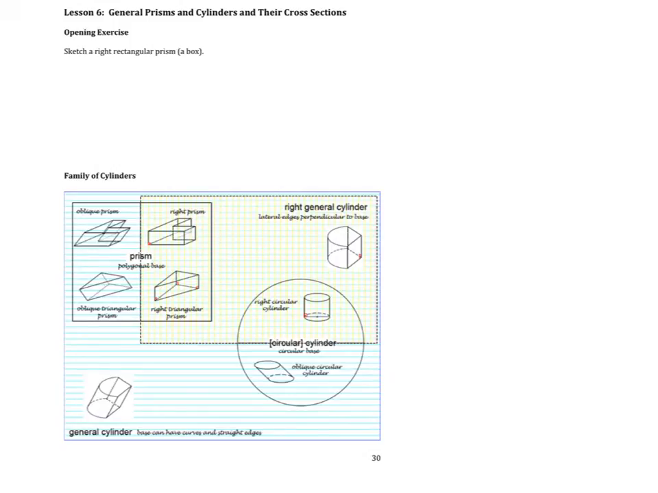So in the opening exercise here, we're asked to sketch a rectangular prism, which is also known as a box. A lot of people like to equate this to a tissue box or a box that you would put maybe your shirt and tie for Christmas in. So try to draw a 3D picture of a box. And because it's right, we're going to have right angles down in the corners.